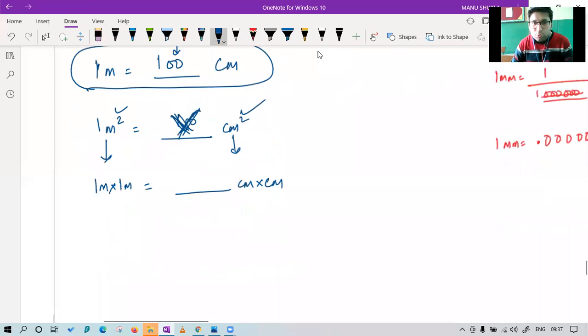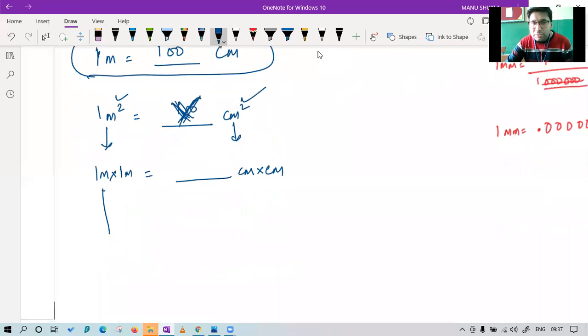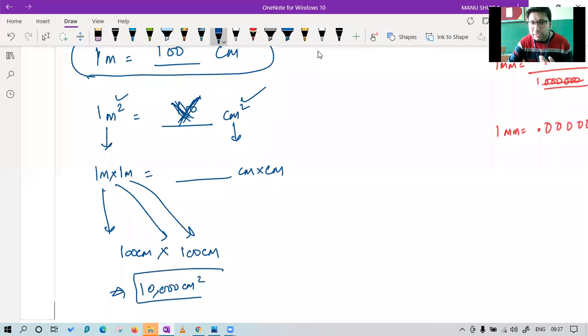Now, 1 meter is equal to how much? 1 meter is actually 100 centimeter. And then we have a multiply sign. Then again we have 1 meter, that is again 100 centimeter. The answer is 10,000 centimeter square. This way we find the answer. Ekta, we have to use the chapter on exponent and power, and by that only we will find the answer.